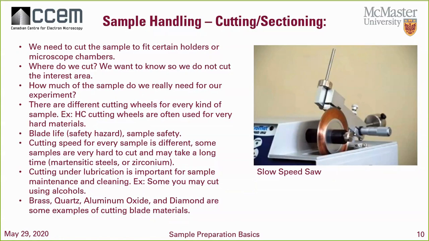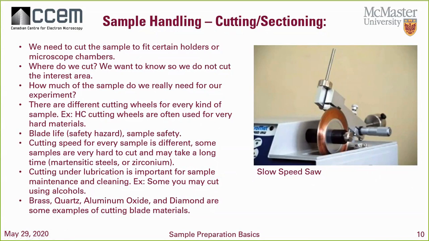Also, the material that you have. You want to know what sort of cutting material you need to use for that sort of specimen. For example, a high concentration blade is used for harder materials. You want to know what type of blade you have so you know the safety hazard behind it, and also to protect your sample. As I mentioned earlier, if you want a very rough cut, you can just use a hacksaw, or you can use one of our nice instruments here, like the slow speed saw, which gives you a nice precise cut because it has a nice micrometer there. And you can use the blades appropriately.